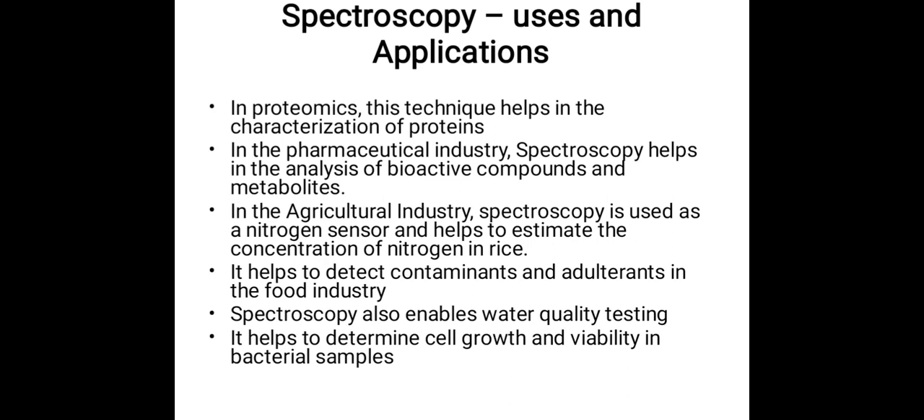Spectroscopy uses and applications. In proteomics, this technique helps in the characterization of proteins. In the pharmaceutical industry, spectroscopy helps in the analysis of bioactive compounds and metabolites. In the agricultural industry, spectroscopy is used as a nitrogen sensor and helps to estimate the concentration of nitrogen in rice. It helps to detect contaminants and adulterants in the food industry. Spectroscopy also enables water quality testing. It helps to determine cell growth and viability of bacterial samples.